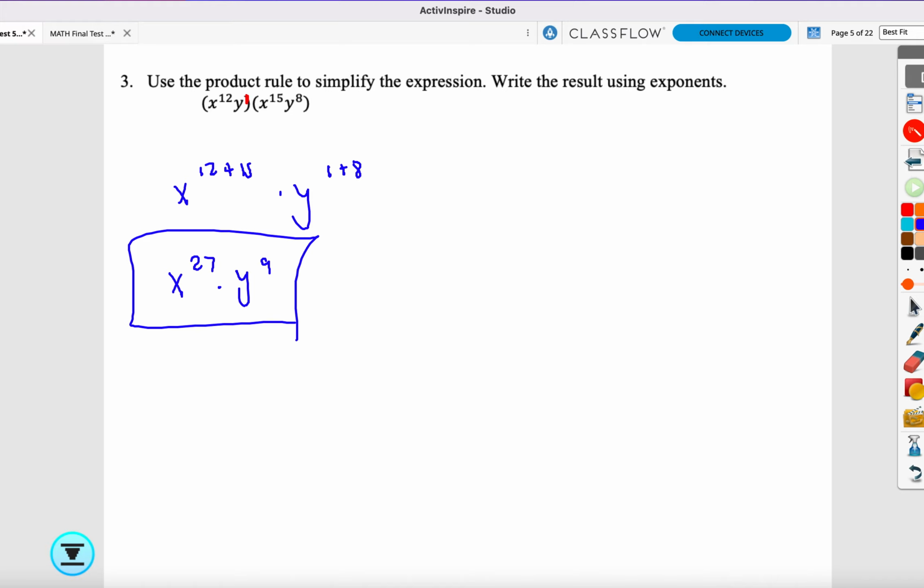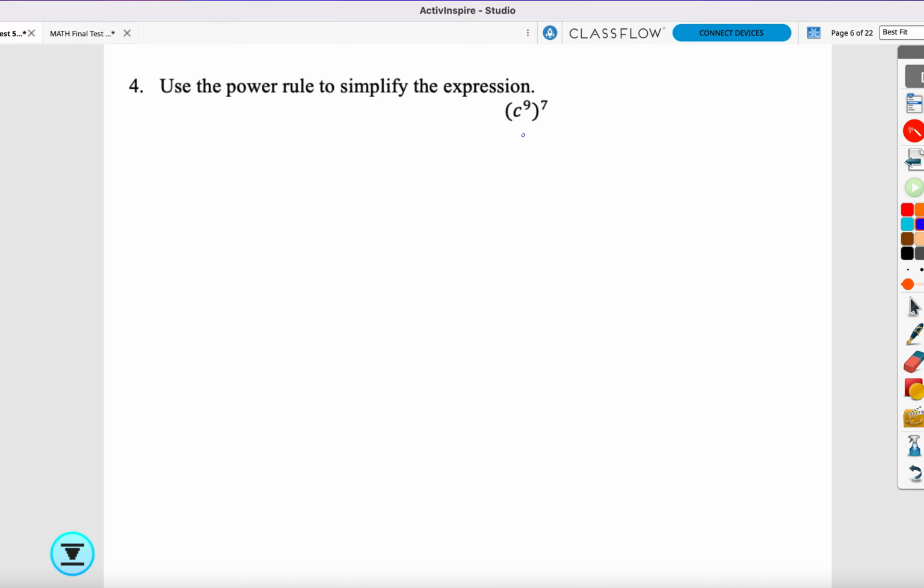Don't overthink it. Use the power rule to simplify. Here's a power rule, so that's a power to a power. When we do a power to a power, we multiply the exponents. It'll be 9 times 7, which is c to the 63rd power. So with the power rule, we multiply the exponents.